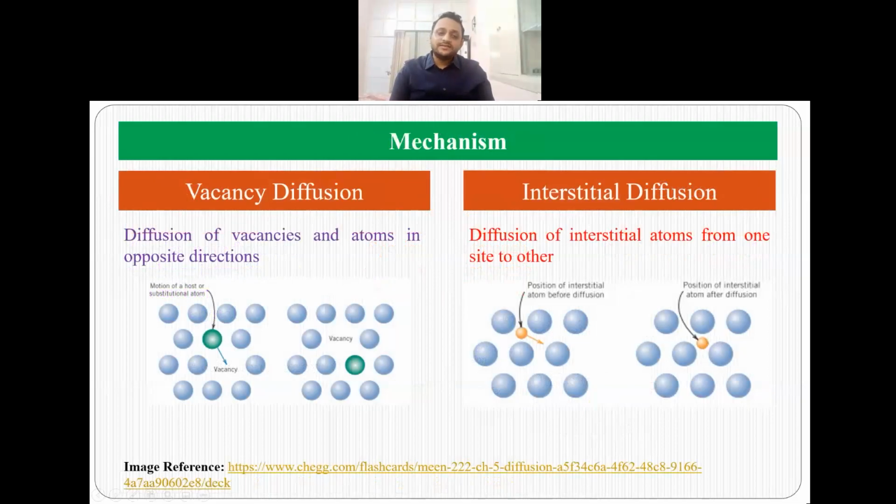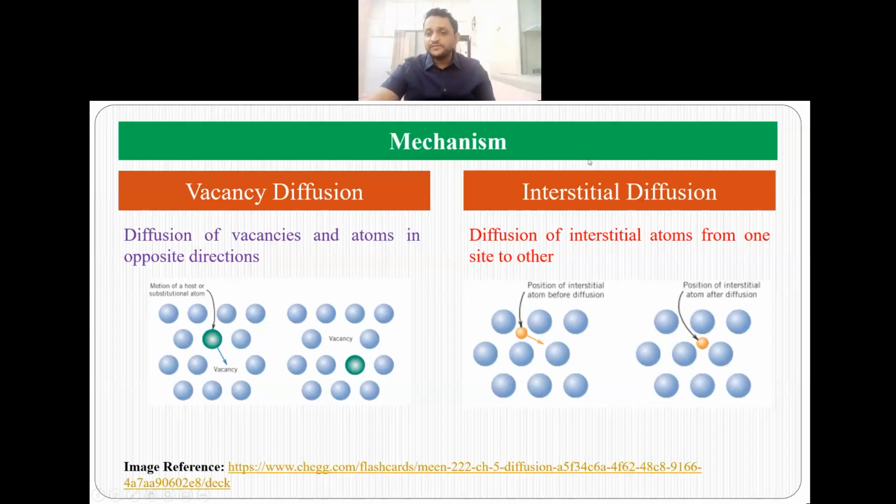Now, let's talk about the mechanisms of diffusion. There can be two types of diffusion mechanisms. One is vacancy diffusion. Here, the vacancy is moving in one direction and the atoms are moving in the opposite direction. Suppose you have this host or substitutional atom and there is a vacancy over here. The vacancy moves from here to here and the atom moves from here to here. This kind of diffusion is what we call vacancy diffusion.